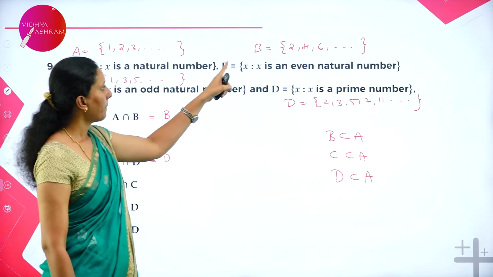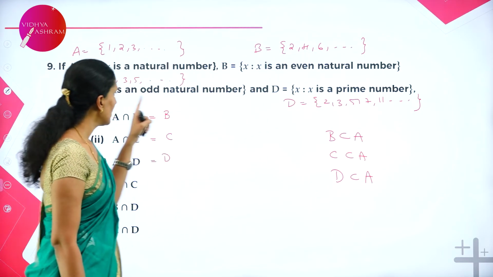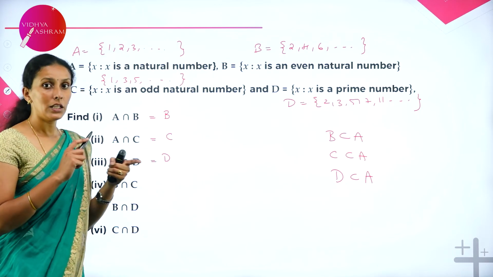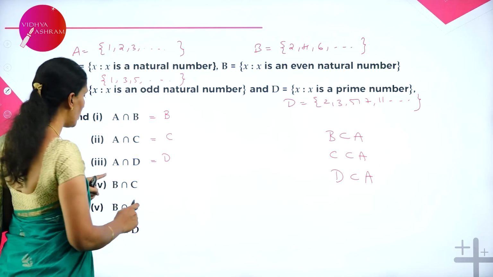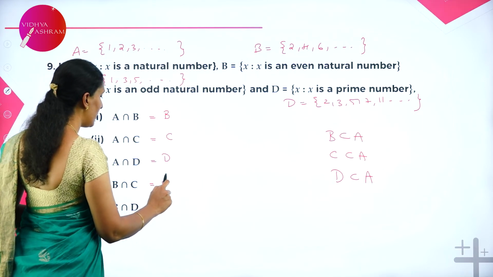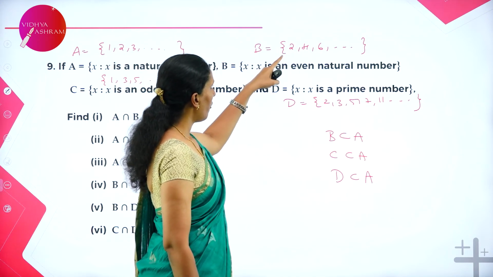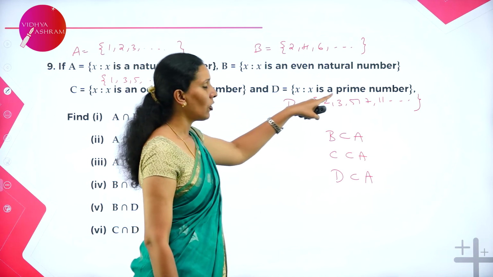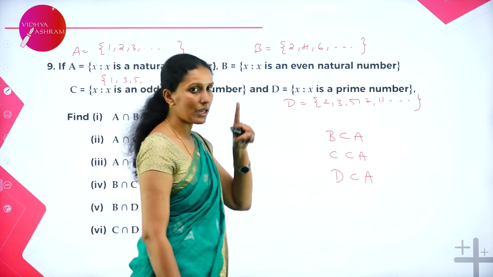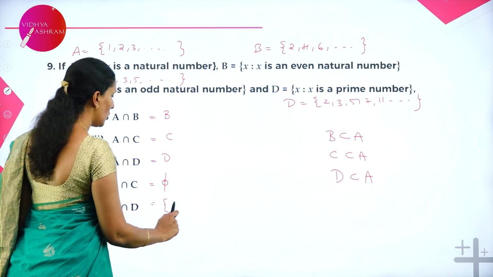Now we will take B intersection C. B is only even numbers, C is only odd numbers. There are no numbers which are in common, so this is an empty set. Now B intersecting with D. Observe B, it's completely even natural numbers. D is a set of prime numbers, but there is only one even prime. So B intersection D is 2.